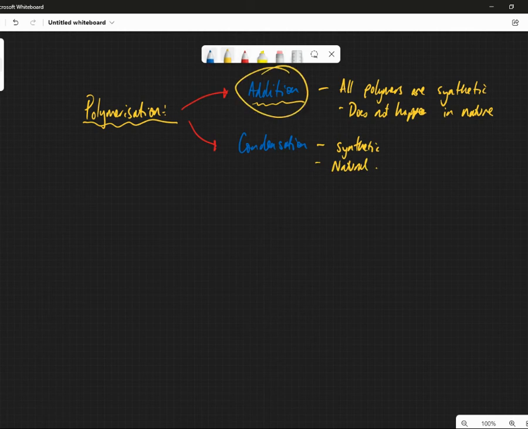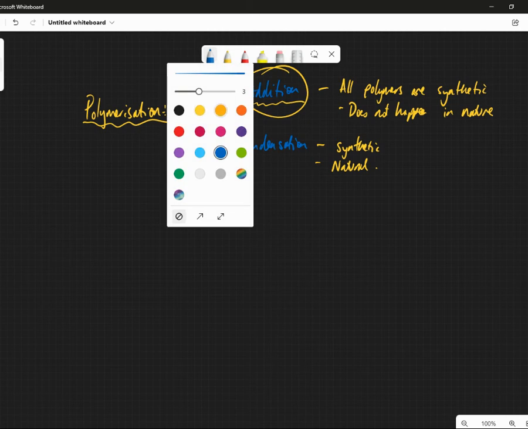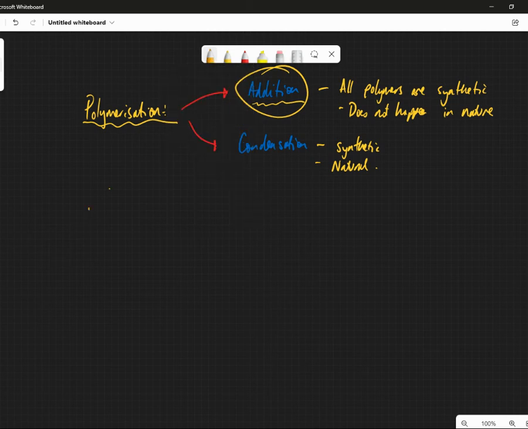Okay, now what do you need for an addition polymerization? You need a double bond, so you need a carbon-carbon double bond. So in our course, only alkenes can, we say, polymerize. Okay, so it's anything with alkenes.